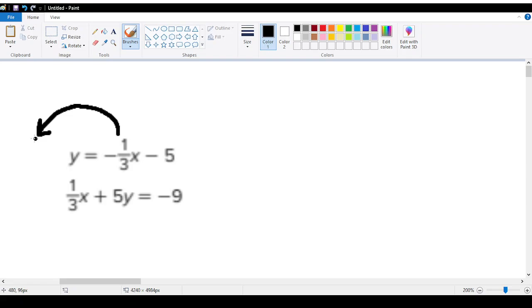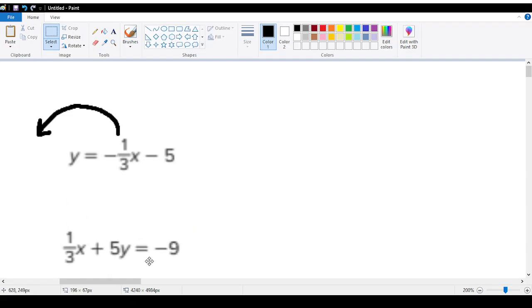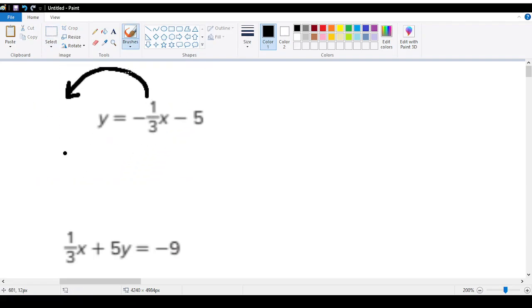Okay? Now, when I move the x to the other side, can you tell me what will happen? Instead of minus, it becomes plus. So it will be what? 1/3x plus y equals -5.